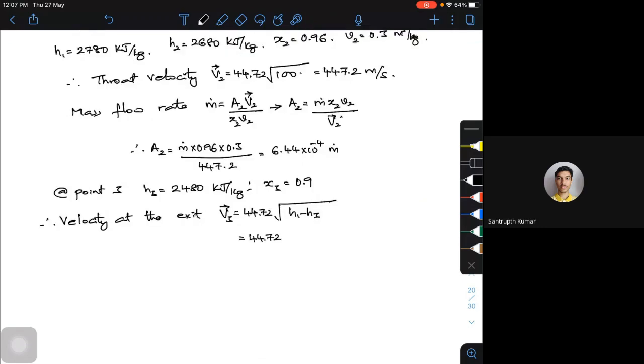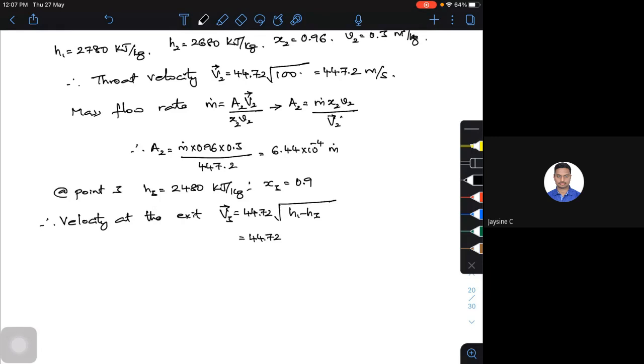Only the entry velocity we have to add. If there is an entry velocity, V1 square, then we have to add it. Everything is based on your entry velocity. Here we are going with the assumption that your V1 is 0. Sir, if they give the entry velocity, we need to add it for both V2 and V3? Yes, for both we have to add.